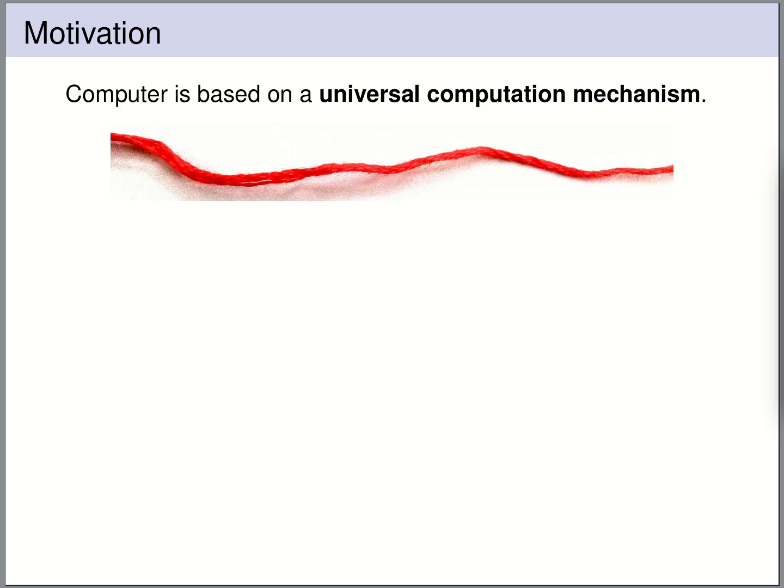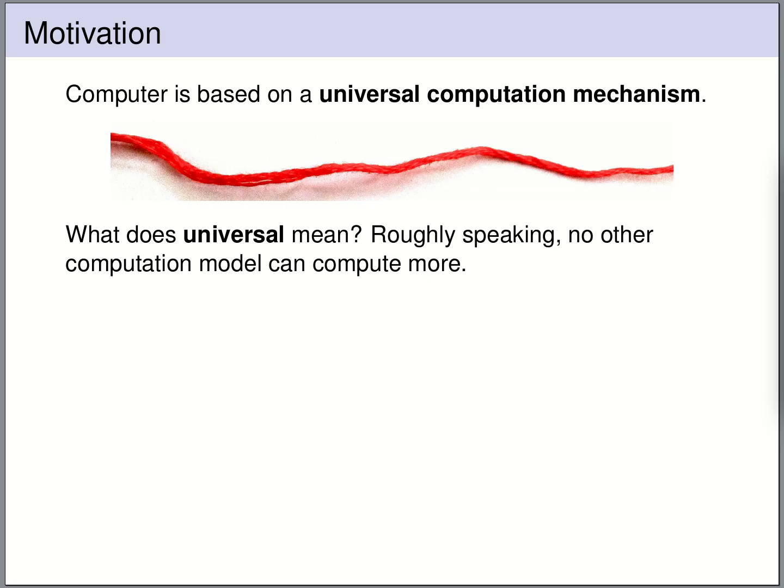Computers are based on a universal computation mechanism. What does this mean? Roughly speaking, it means that no other computational model can compute more. Of course, there are practical limitations. Your computer may not be fast enough, you may not have enough RAM, not enough storage space, and so on. But the basic mathematical principles that the computer is based on, the operations that it can execute, are strong enough to compute anything computable. This does not mean that the computer can solve every problem, and that's one of the main messages in this course. There are certain limits to what is computable.